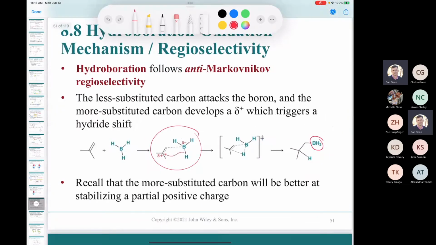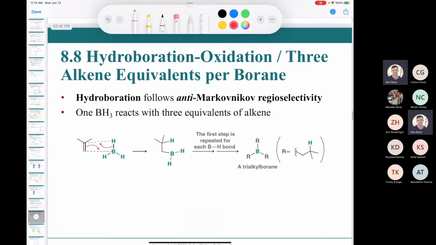However, since the borane is bigger than a hydrogen, right? BH2 is bigger than just this little hydrogen. It stands to reason that based on sterics, this is going to be the way the borane is added across the double bond. And so the borane adds over and over to make what's called a trialkyl borane.